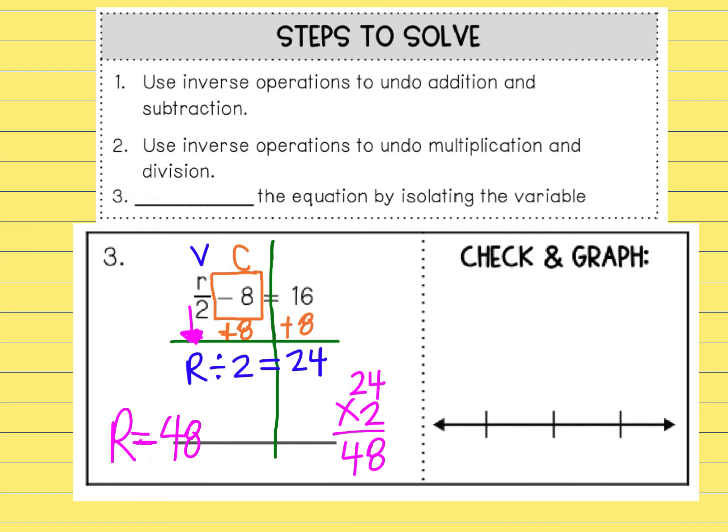Now to check this question, the way I would do it is I would say 48 divided by 2, then take away 8. So 2 divided into 48 is 24. 24 minus 8 should be 16. And that is the number that they have over here on the side. So I checked my work and got it right.